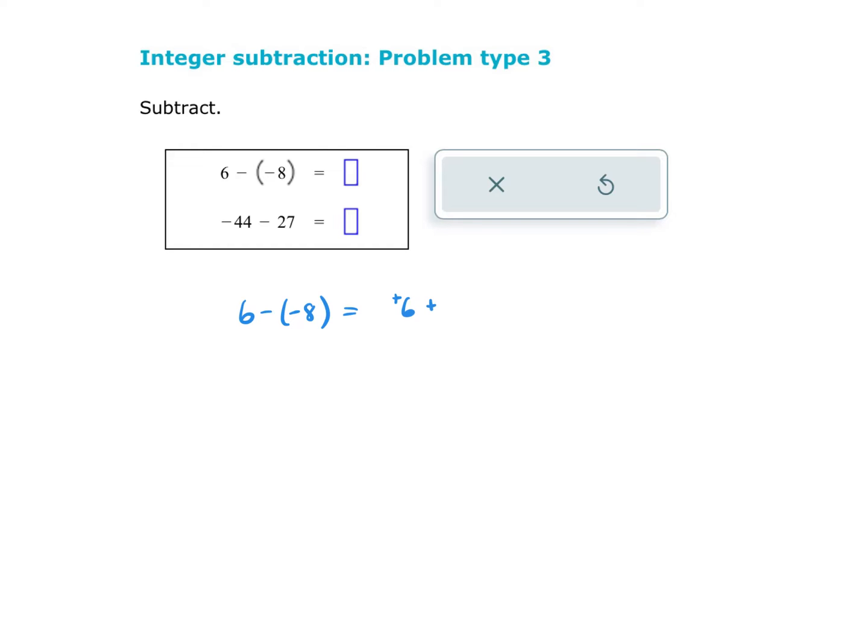I don't have 8 negatives, so I'm going to give myself 8 negatives and 8 positives. Then I'm going to take away the 8 negatives because that's what I'm trying to do here. And then I'm left with 6 plus 8, which is 14.